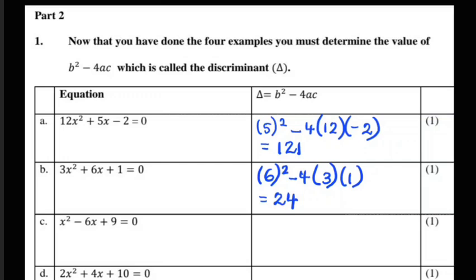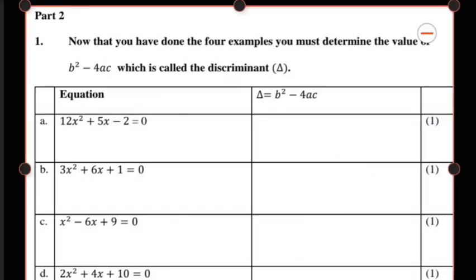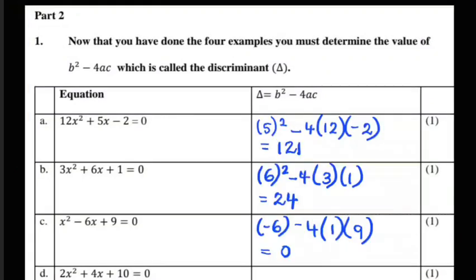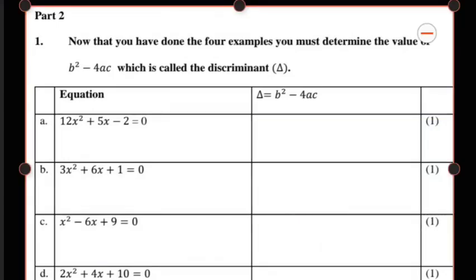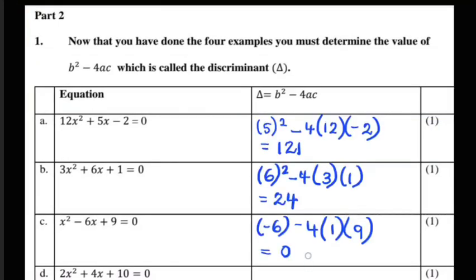Let's attempt C. Here we have b as negative 6, a is 1, and c is 9. When we simplify, that gives us 0. Okay, also, this is squared. Okay, so that gives us C.